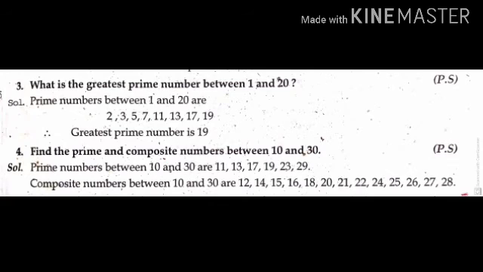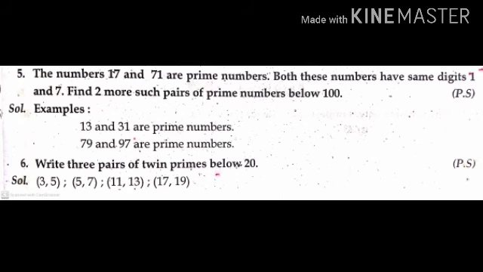Fourth question. Find the prime and composite numbers between 10 and 30. Solution. Prime numbers between 10 and 30 are 11, 13, 17, 19, 23 and 29. Composite numbers between 10 and 30 are 12, 14, 15, 16, 18, 20, 21, 22, 24, 25, 26, 27 and 28.